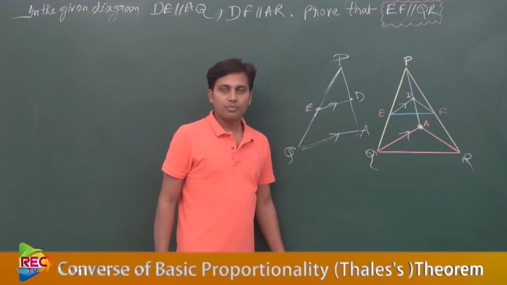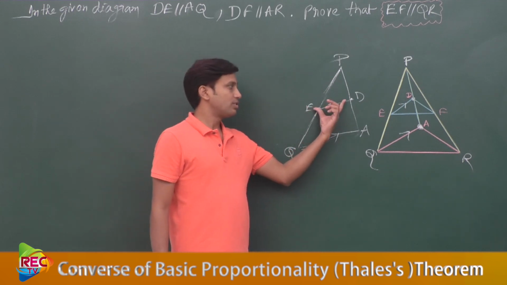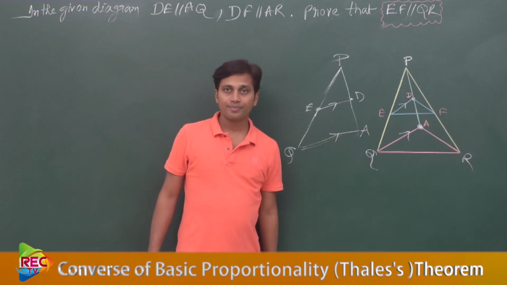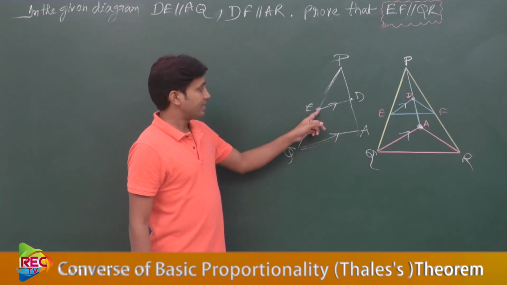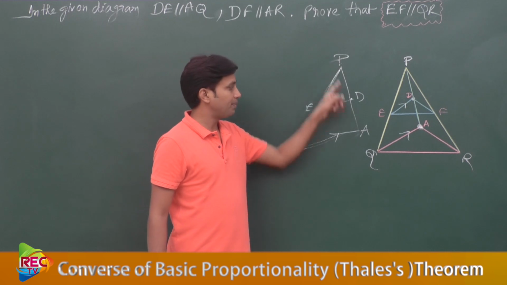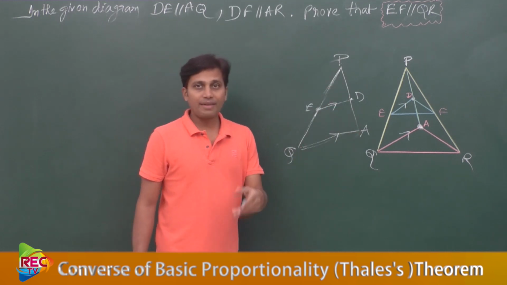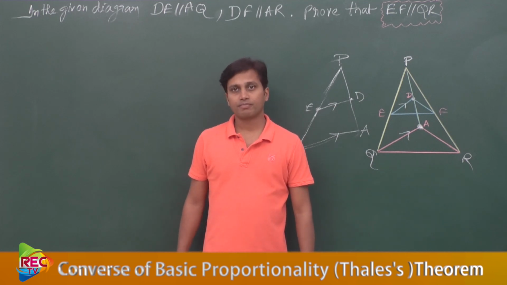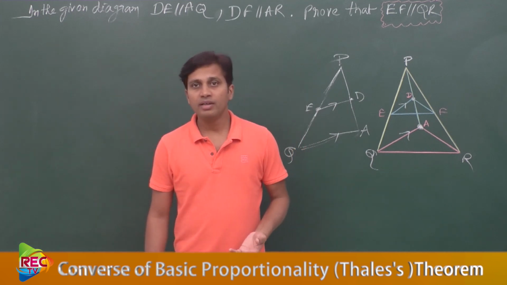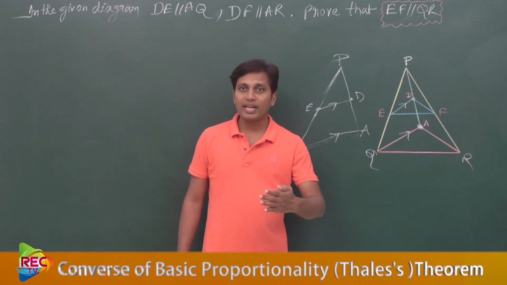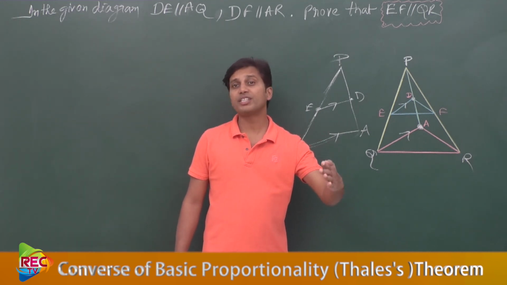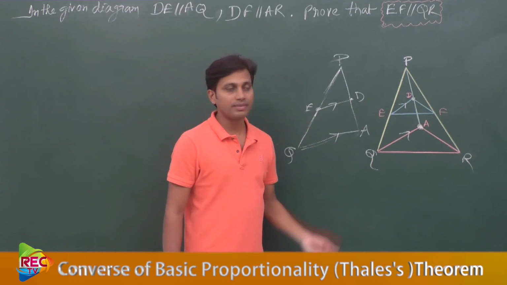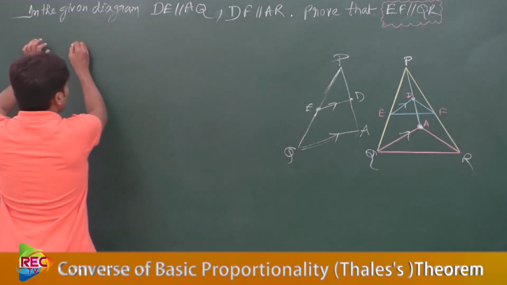Now tell me, what did you observe? One line is drawn parallel to one side QA in the triangle PQA, and that line is intersecting PQ at E and PA at D. So can we apply the Thales theorem or not? Yes. When can we apply it? When a line is drawn parallel to one of the sides of a triangle and intersects the remaining two sides, we can apply the Thales theorem. Let us write down the proof here.